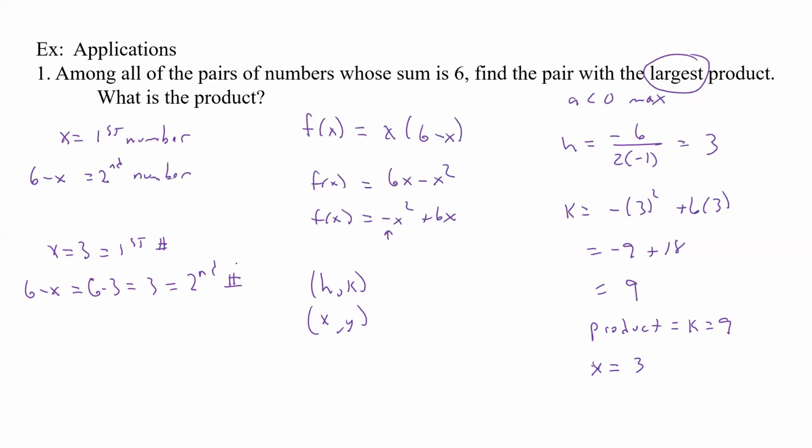And so what is the product? Well, the product is 9. So that was really what they wanted, was just the product. But we first kind of had to figure out what are the two numbers. Well, it was 3 and 3, and 3 times 3 is 9. And if you think about it, any other numbers that we put in here, say we had maybe a 2. So 2 and 4, that's 8. What if we had a 1? 1 and 5 is 5.